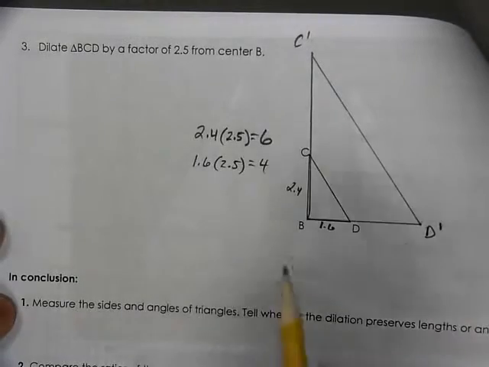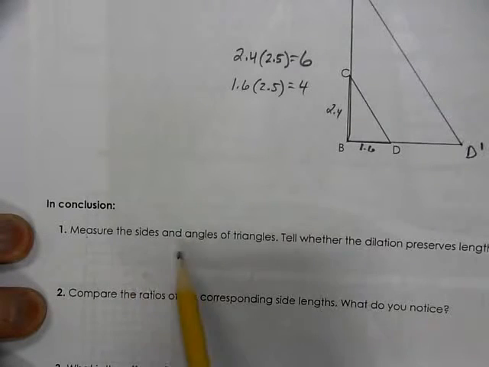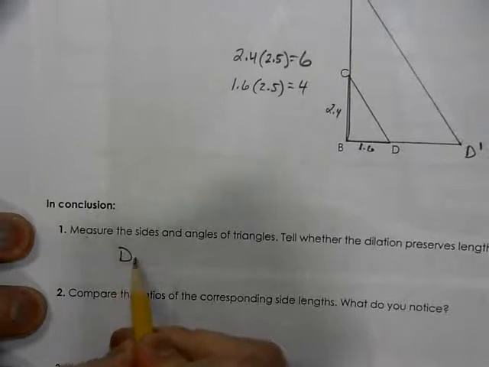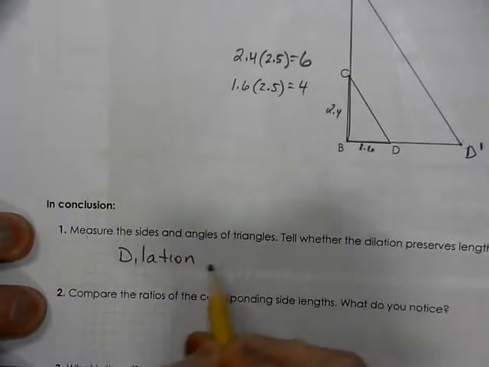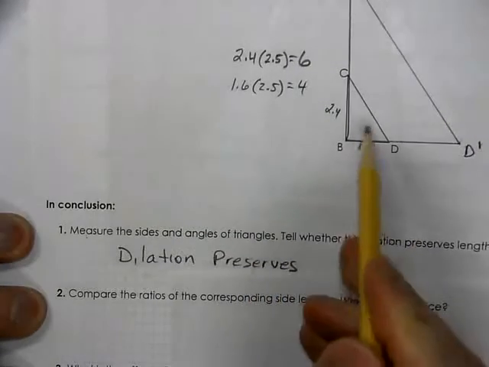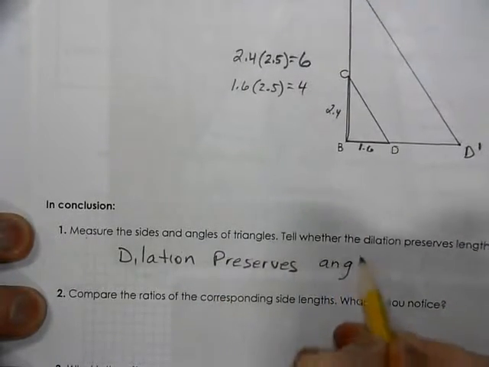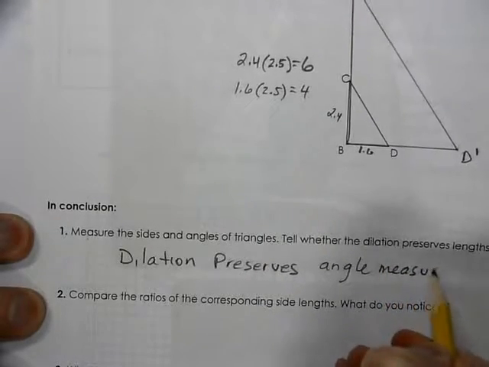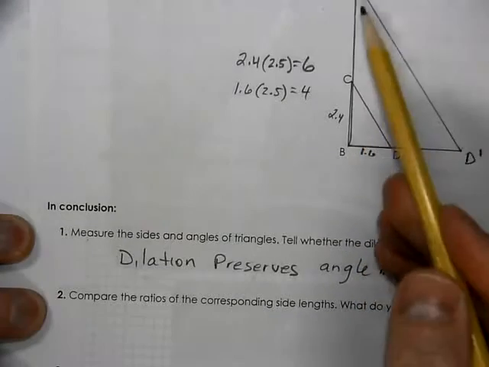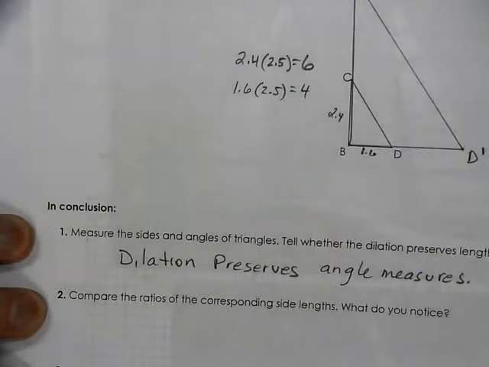When we look at this, from what we've learned earlier, we know that by measuring the sides and the angles, dilation preserves, not the side length, because that gets longer, of course. It preserves angle measures. So angle B is still angle B. C and C prime are going to be the same measurement, and D prime would be the same measurement.